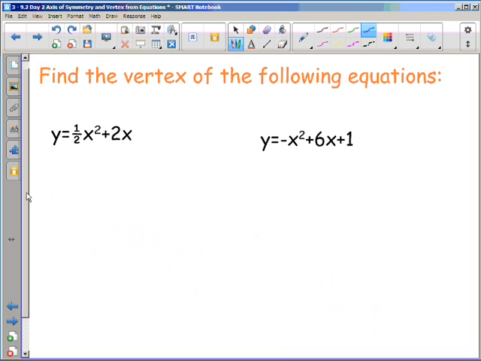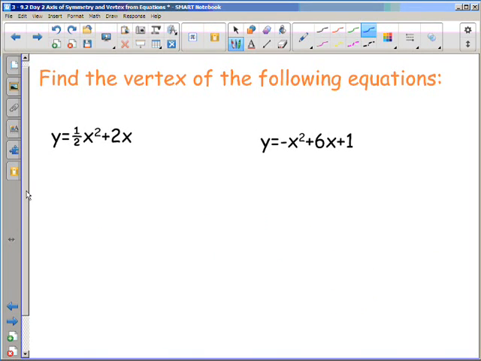You have 2 more examples on your sheet. Now I really want you to pause the video, look back at your steps, and see if you can finish these ones on your own to find the whole vertex, not just the axis of symmetry, but the whole vertex.